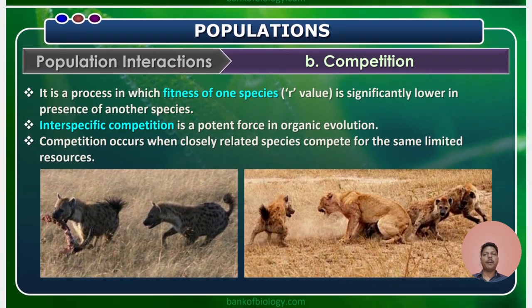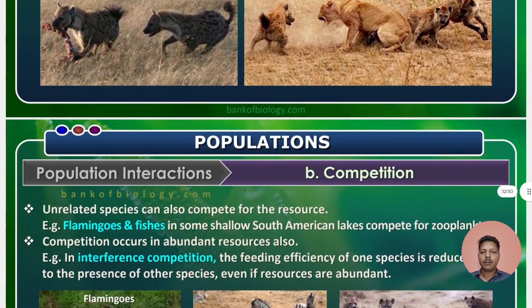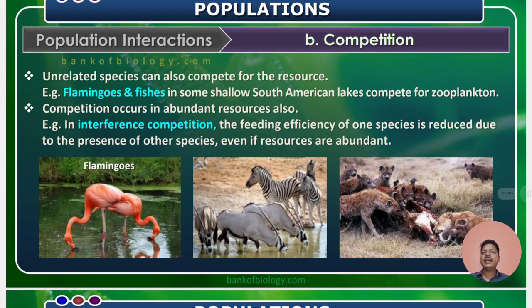Next, second is competition. Here you can see in competition both are negative, both the species. It is a process in which the fitness of one species is significantly lower in the presence of another species. Here, interspecific competition is a potent force in organic evolution. Competition occurs when closely related species compete for the same limited resources. Unrelated species can also compete for the resources.